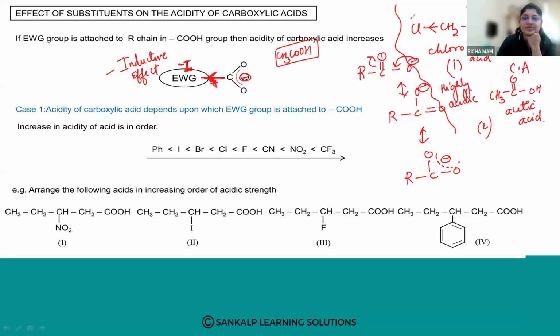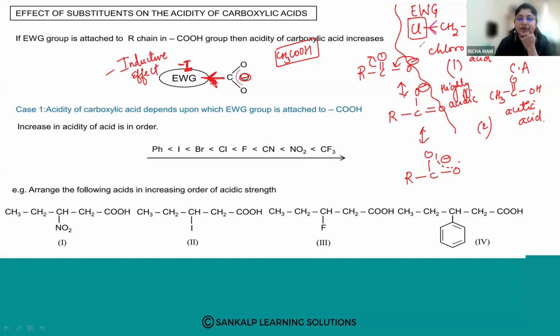Why? Because there is the presence of an electron withdrawing group. So what is the electron withdrawing group doing? The electron withdrawing group is withdrawing the electron towards itself. As a result, whatever negative charge is produced on the carboxylate ion will be resonance stabilized.